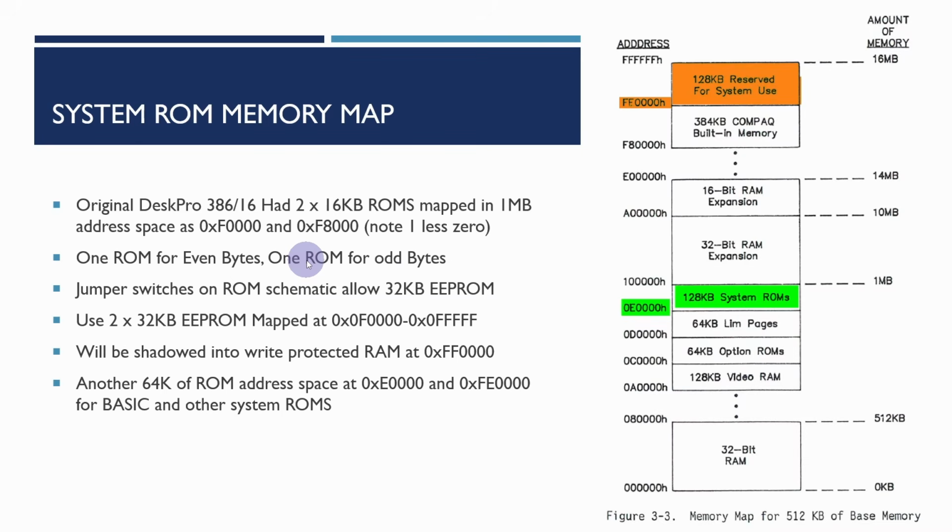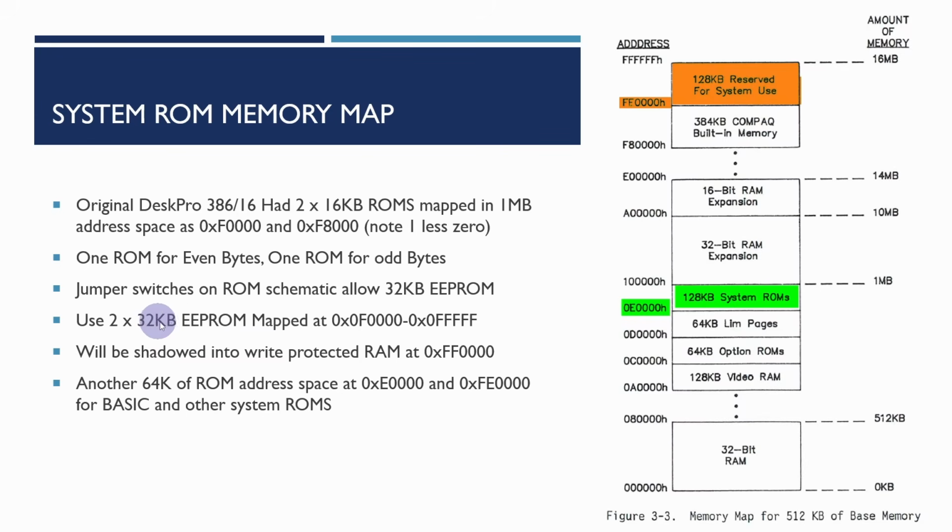So we're going to need to split the code up. When we've assembled the code, we're going to need to split it into odd and even bytes. And the jumper switches on the ROM schematic, which I'll show you in a minute, allow for 32K EEPROMs or 32K ROMs. I'm going to be using 32K just because we may need a bit more space, in particular for putting the IDE controller. The XT IDE controller software is going to want to go in the lower area of the ROM space there. So we're going to be using two 32K EEPROMs.